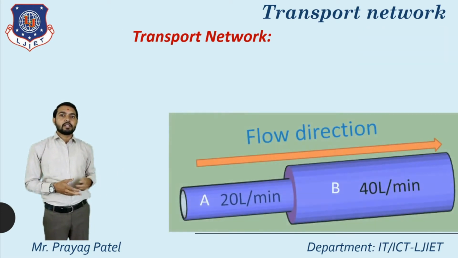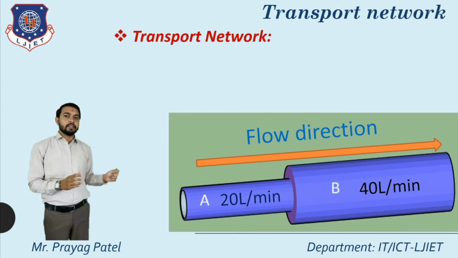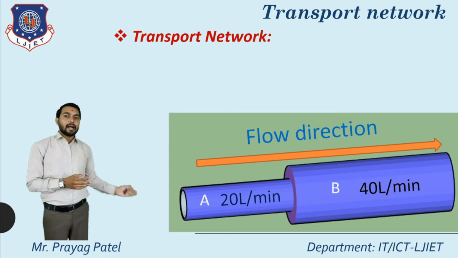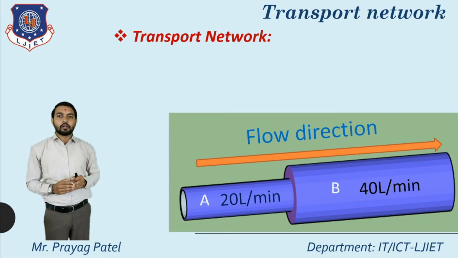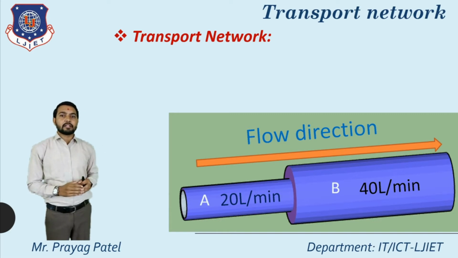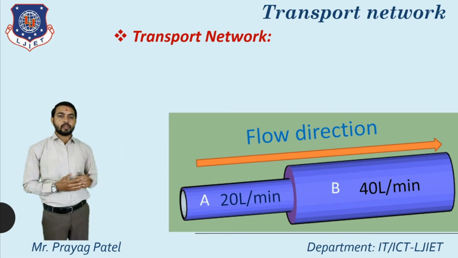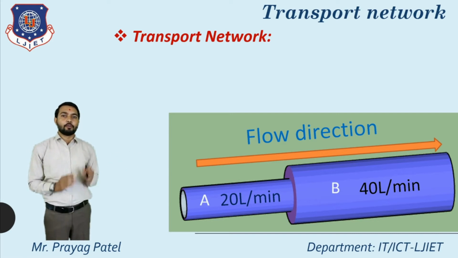Now first, here we consider one pipeline. In this pipeline, we have two parts. First part as A, second part as B. Now what is the difference between these two parts? Here in part A, the capacity of part A is 20 liters per minute. So part A of this figure transfers the water or liquid up to 20 liters per minute. Now the second part of this network is part B. In part B, the capacity is equal to 40 liters per minute. So the direction of this flow is like this, from A to B.